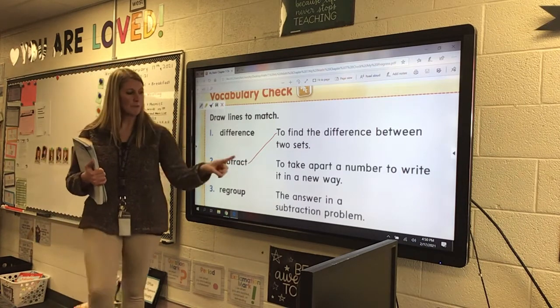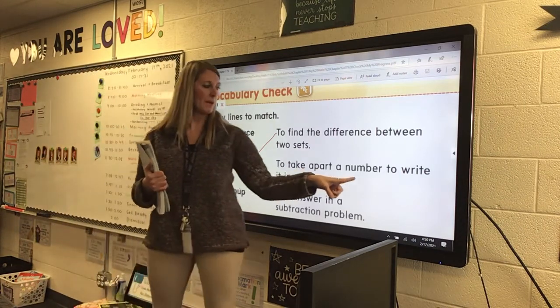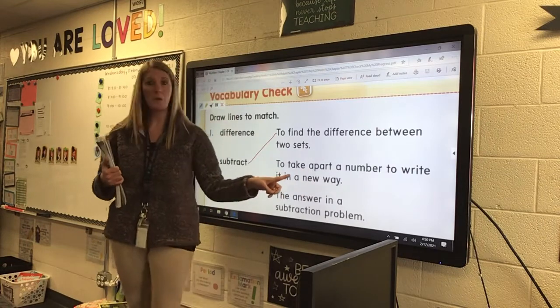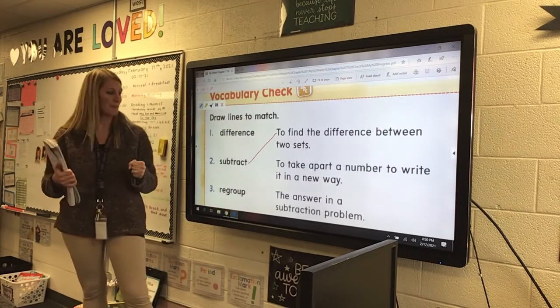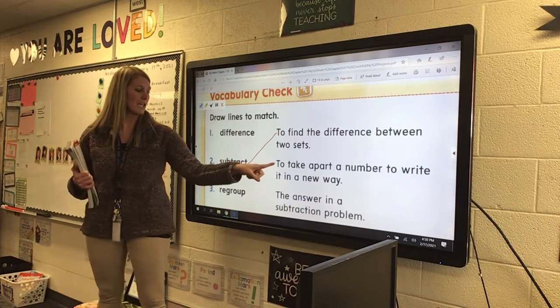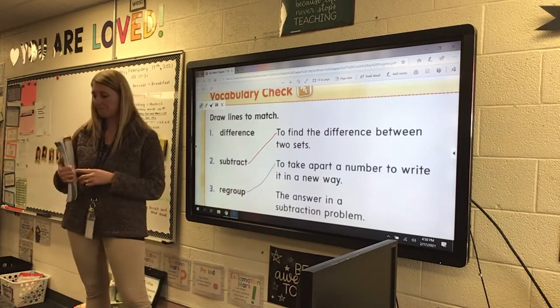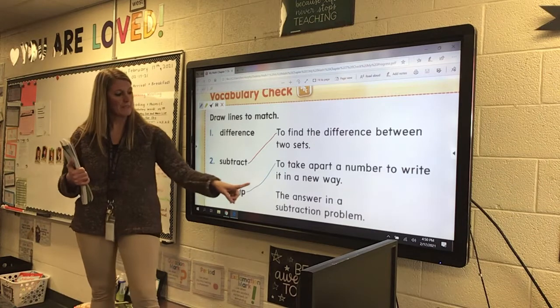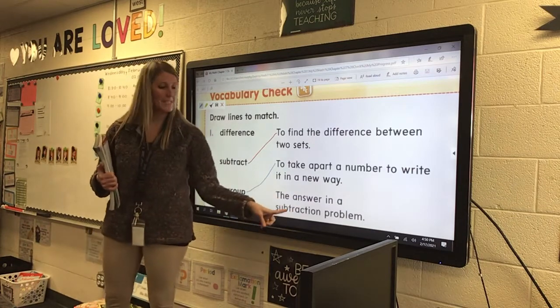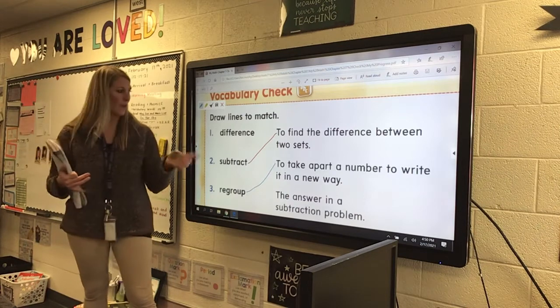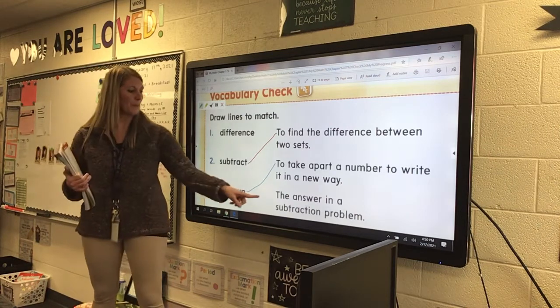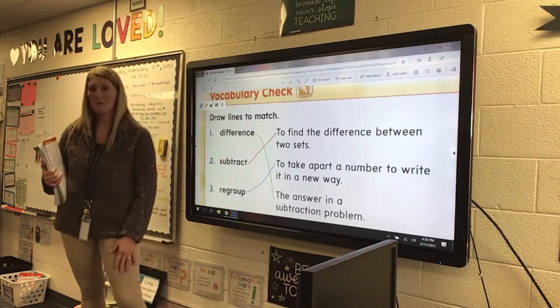The next clue, to take apart a number to write it in a new way. So if I'm taking it apart, I'm regrouping. So we're going to draw a line from here down to regroup. And the last one, the answer in a subtraction problem. So what is that called? The answer is called the difference. So then we'll draw a line up there to match that.